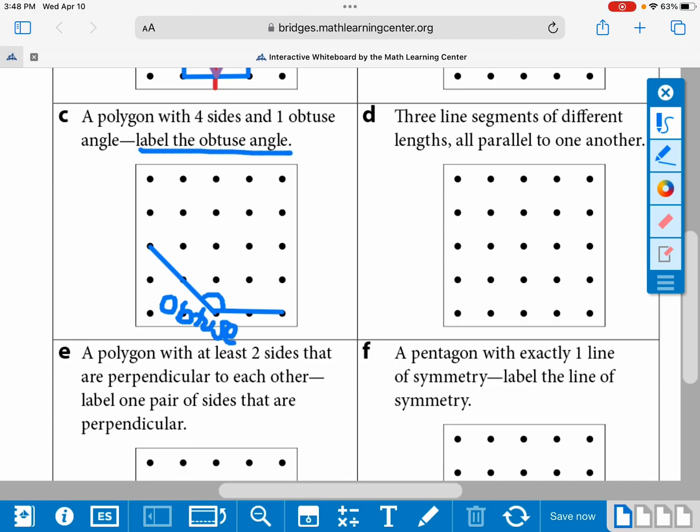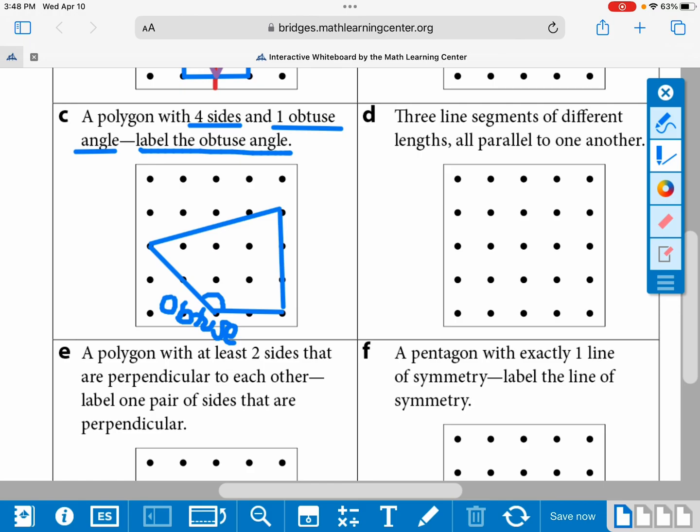And we have labeled that angle now. And so here, my friends, I'm just going to go ahead and finish it. So we have a polygon, 4 sides, 1 obtuse angle right there, and we've labeled it.